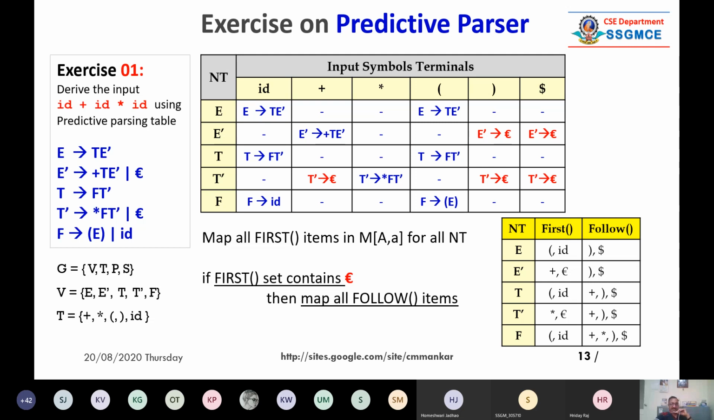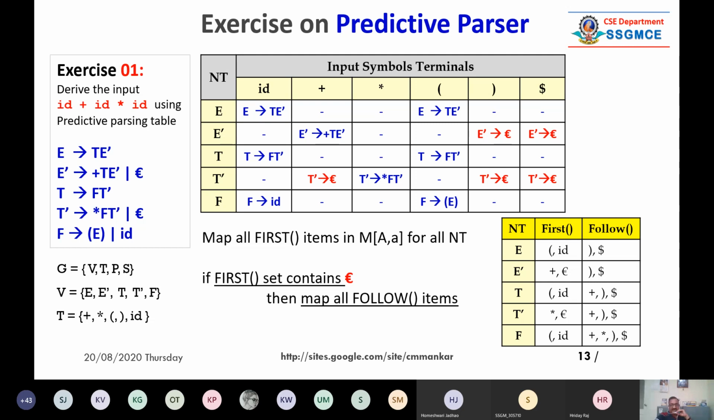Now, just talk about the T production rule. That is the fourth production rule. T is giving you FT dash. Now T's first set is opening bracket and ID. So we are just directly mapping the right hand side of T into the predictive parsing table, T giving FT dash. In the opening bracket column, it is T giving FT dash. But if you go for T dash, it contains epsilon in its first set, first item.